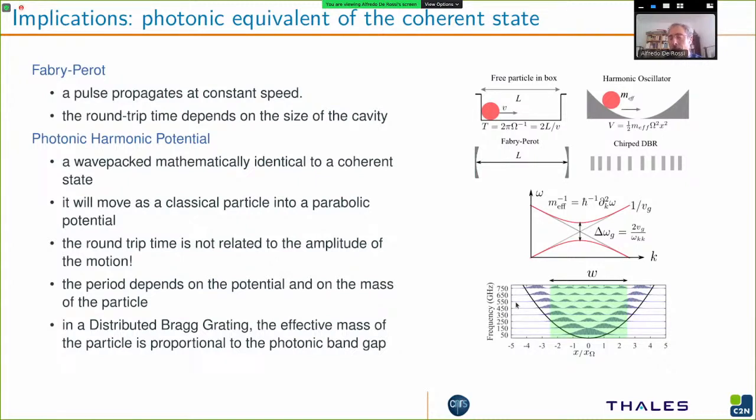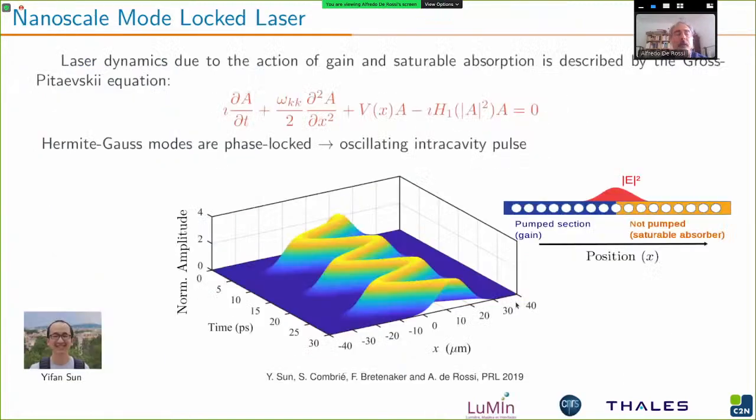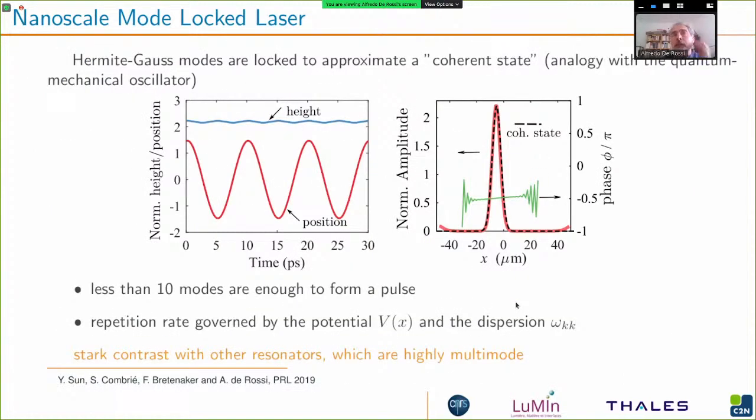And how can you do that? You can do that with, as I said, our cavity. You can do that with a chirped distributed Bragg grating. And the interesting thing is that the period of motion doesn't depend on the length of the cavity, it depends on the parameters of the potential, so merely the effective mass or the potential. And this can be designed by the Bragg grating. So it's tempting to think about a laser made of this cavity.